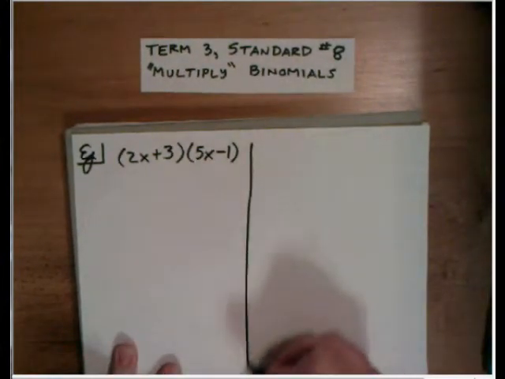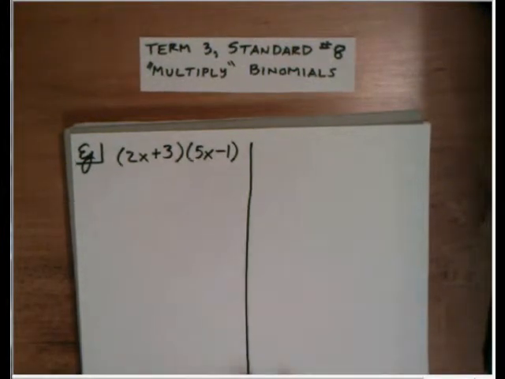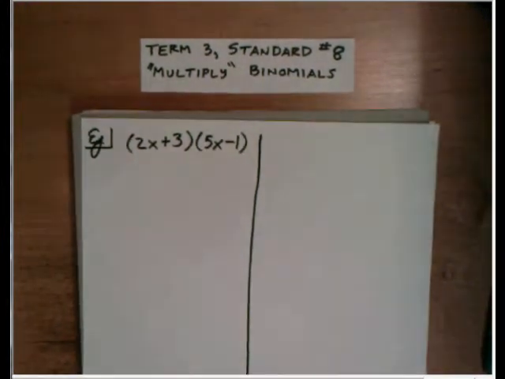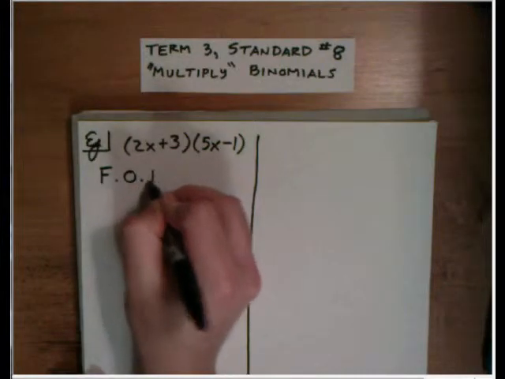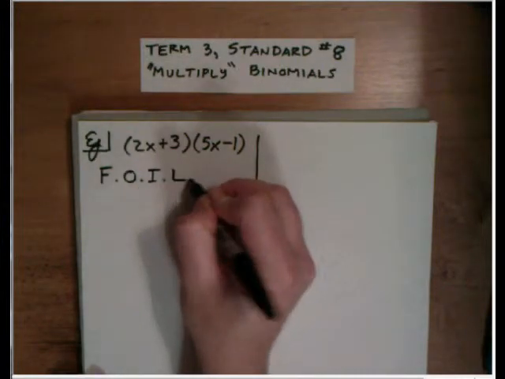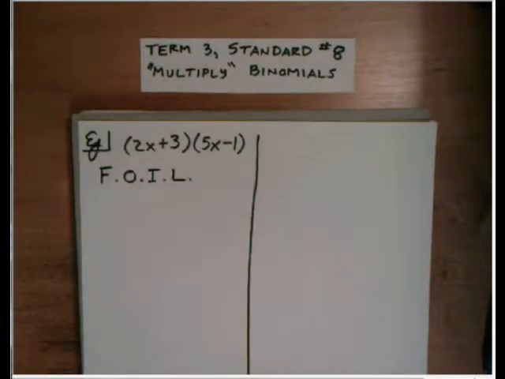I'm giving myself some space to do the other method with another problem in just a second. We're going to multiply the binomials 2x plus 3 and 5x minus 1. I'm going to first use the most common strategy called the FOIL strategy. The FOIL strategy is also called the double distributive property, or double distributive method, or the double sprinkler method.